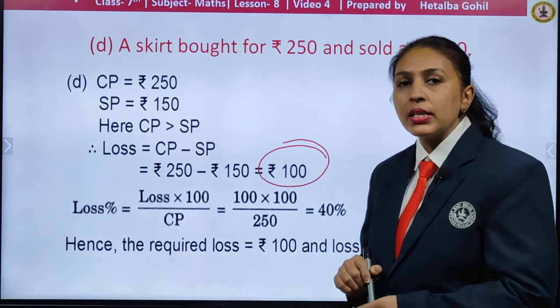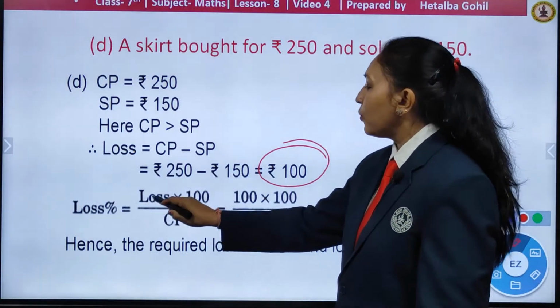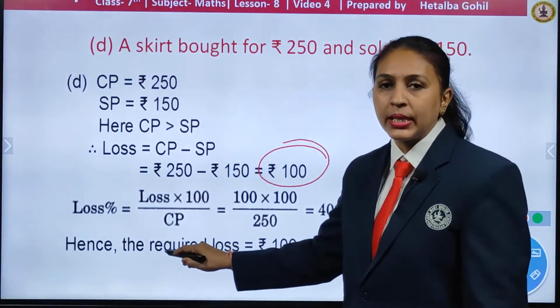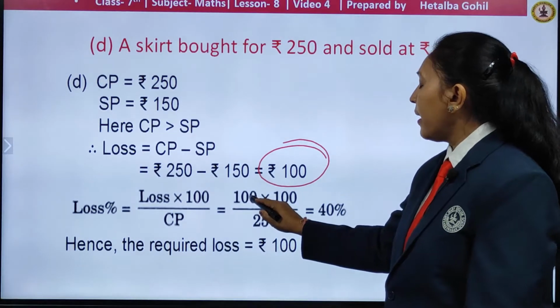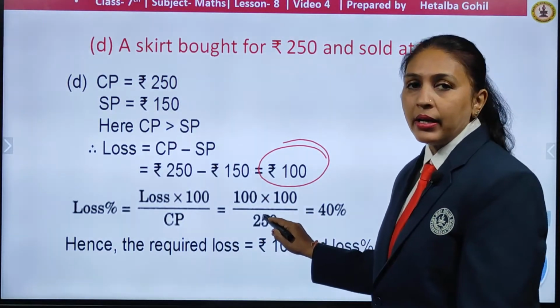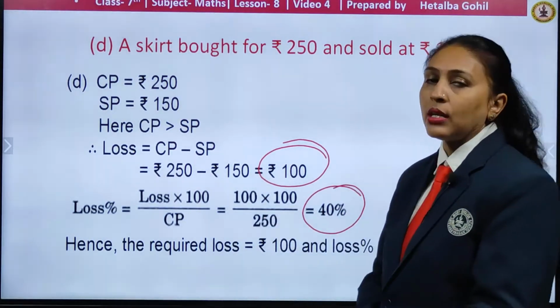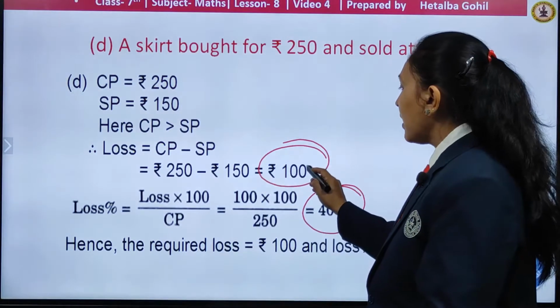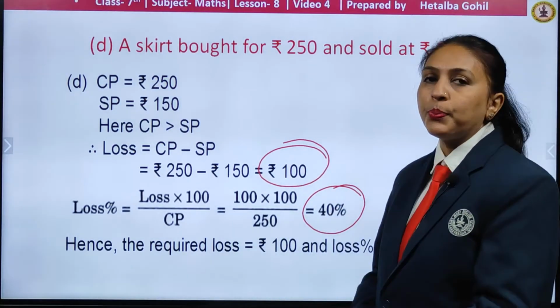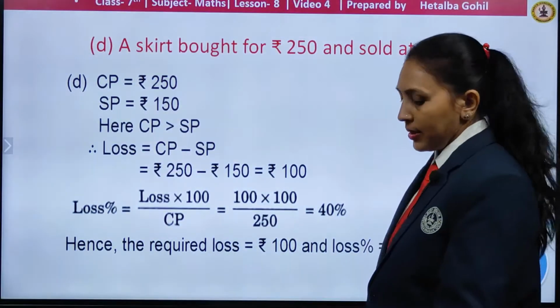Now, let us convert this loss into the percentage. Loss percent equals loss into 100 upon CP. So, loss 100 upon the cost price, that is 250, multiplied by 100. When you simplify it, you will get 40% as the loss percent. So, the rupees 100 is loss, and if you convert it to percentage, you will get 40% as the loss.